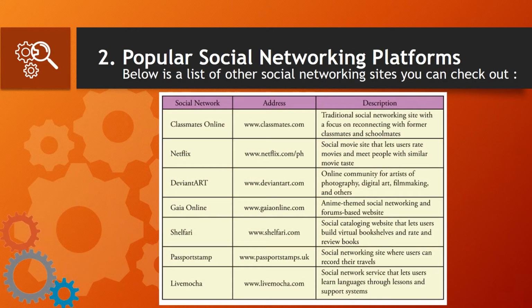At ito nga ang iba pa sa mga social networking platforms na pwede mong ma-access. We have the Classmates Online. So this is a traditional social networking site with focus on reconnecting sa iyong mga nakaraang mga naging classmates or schoolmates. Second one is the Netflix. Ano po ang Netflix? So this is a social movie site that let users rate movies and meet people with similar movie tastes. So sa Netflix, nakaka-watch ka dito ng movie and you can watch it with other persons, or pwede kayo mag-share kung ano yung mga movie taste ninyo, kung ano yung mga paborito nyong panoodin.